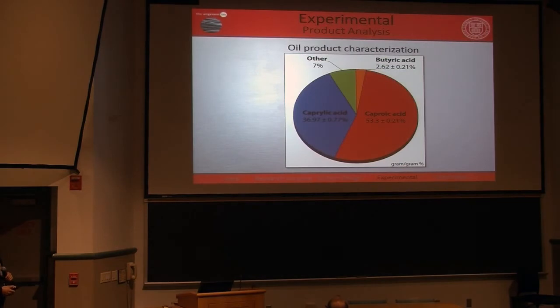And just a final data point here. This is our product. We're getting very high selectivity for carboxylic acids, particularly caproic acid. We're only getting about 7% of other stuff, so about 93% is the target products that we're looking for.